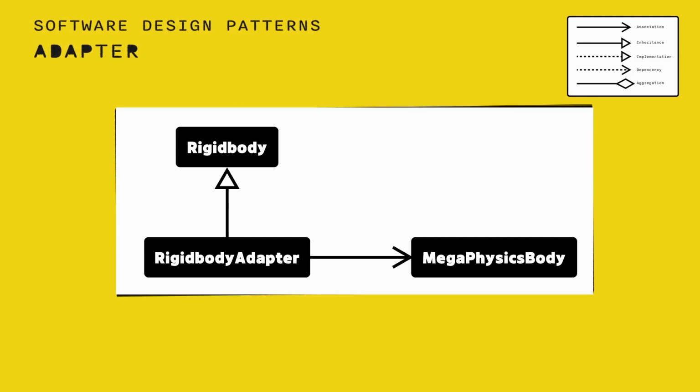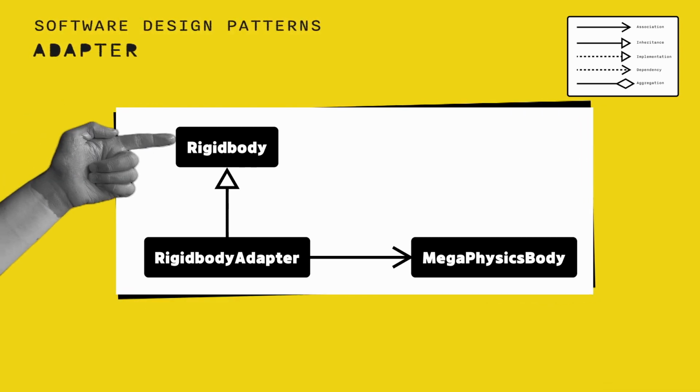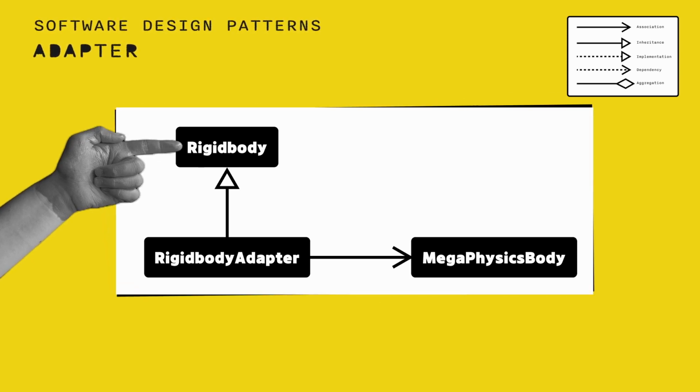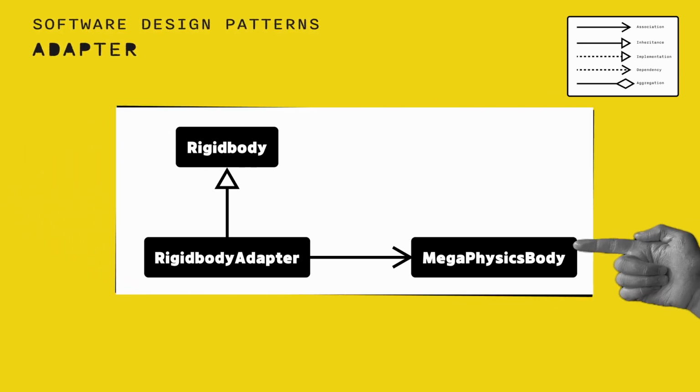Here's an example. Let's say you use Unity's rigid body and after 3 months you download a new kind of physics engine and all methods are different.